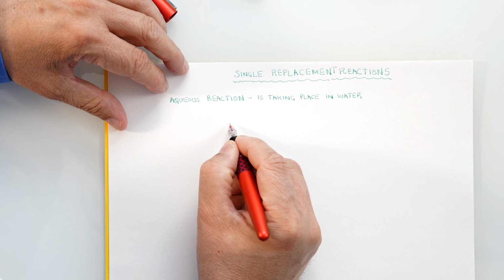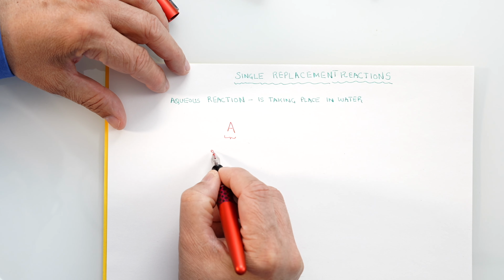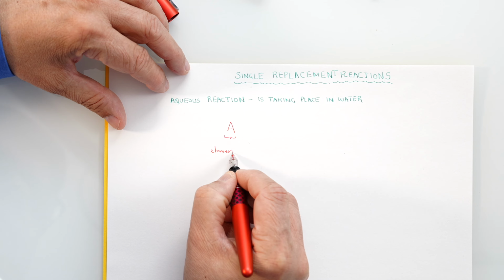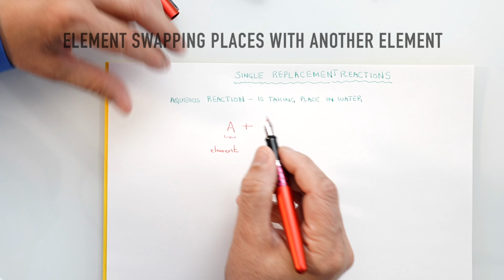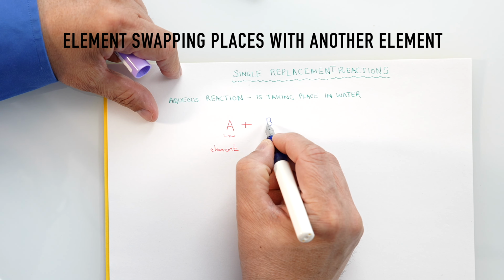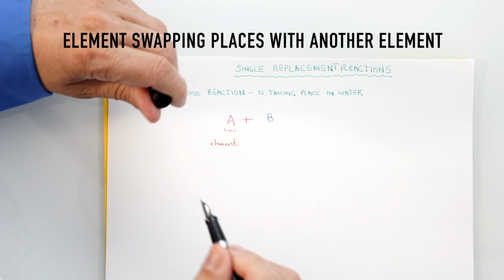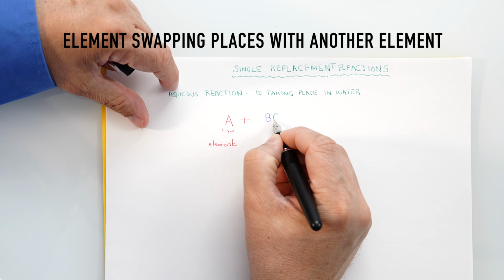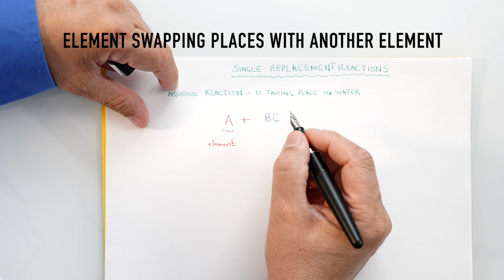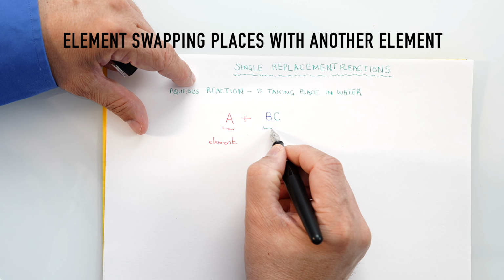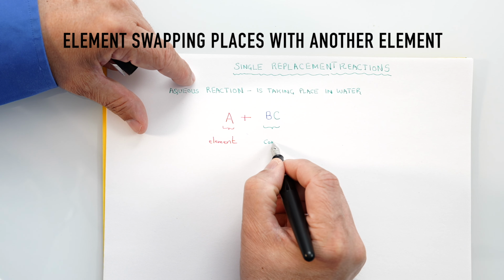Now, the reaction is one in which one element replaces a second element in a compound. So you've got a reaction with an element. This is an element. Okay, and this is reacting with a compound. And so that one's going to be the cation, and C, that's going to be the anion. So remember, this whole thing here is a compound.